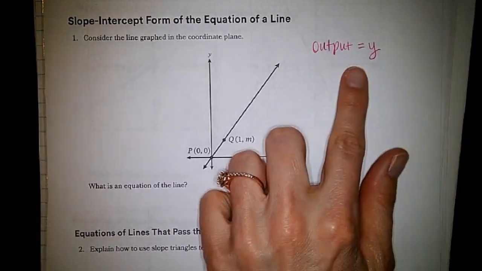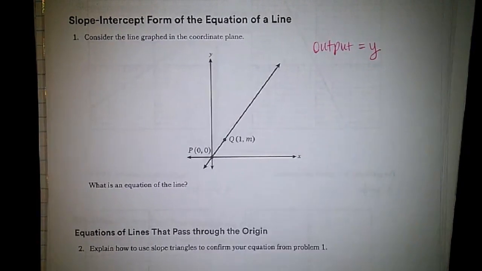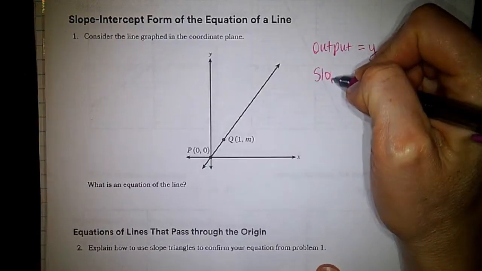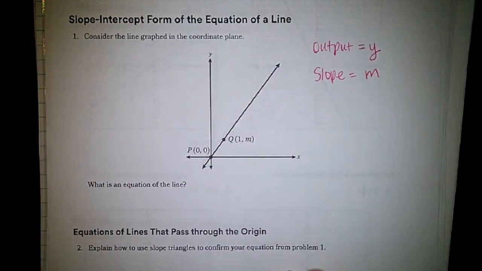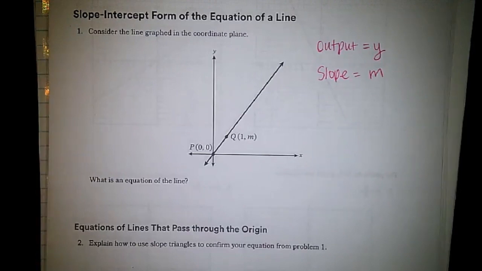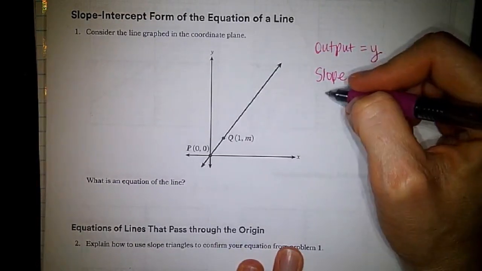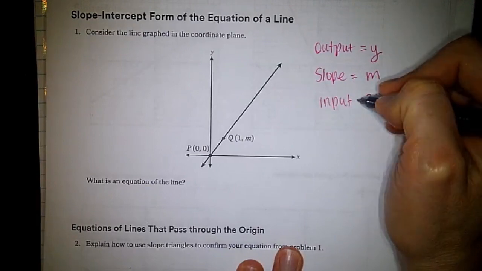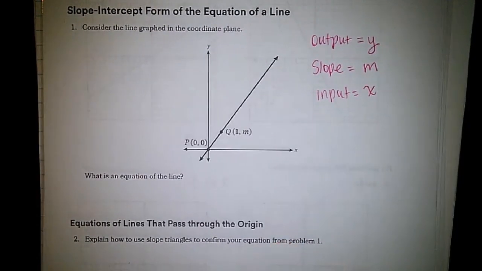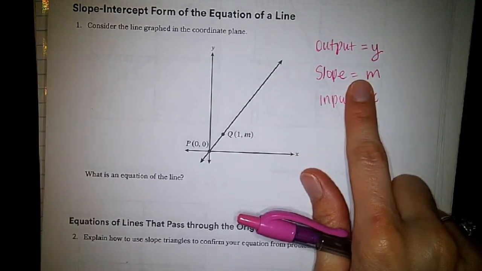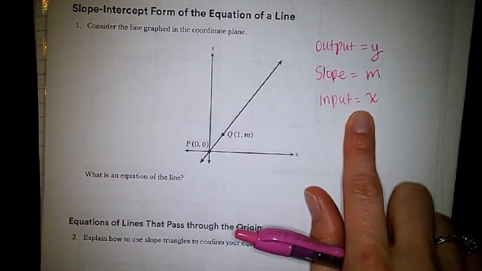Okay, so we know that our output's going to be the y. But what does the m represent? The slope. So the slope is going to be our m. It's just the placeholder for what the slope's going to be. And then what multiplies times our m? Our x. So we have our x, and that's going to be the input. So our output is the y, our slope is the m, our input is the x.